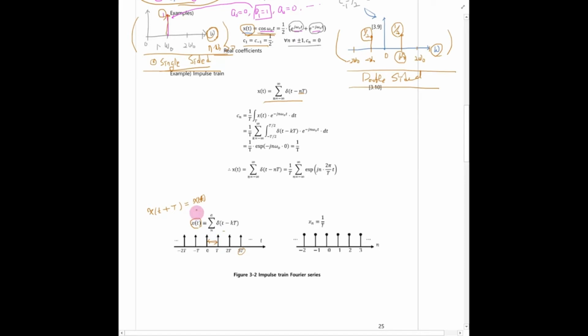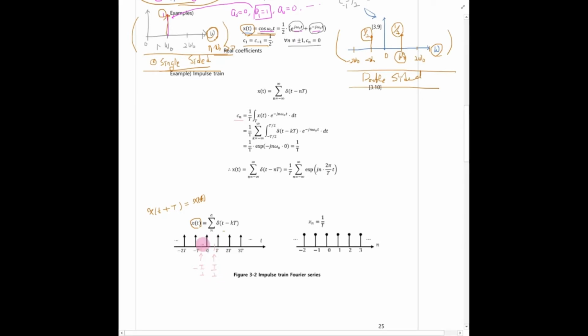So a periodic signal can be expressed as a Fourier series expansion. To get the Fourier series expression, we need to calculate the Fourier series coefficient Cn. Cn can be found in this integration, 1 over T. T is the period of the signal. Taking integration over T, we can take one period from here to here. This point is minus T over 2, and this point is T over 2.